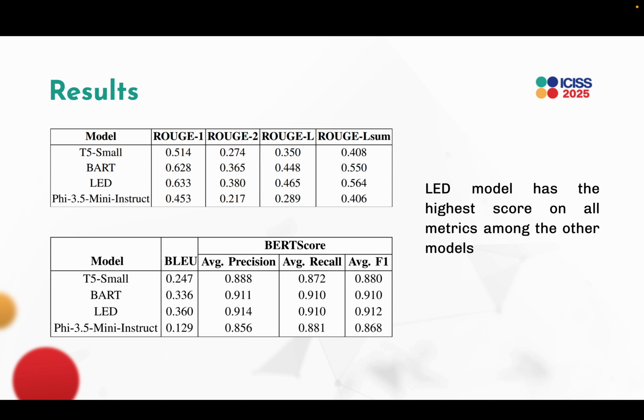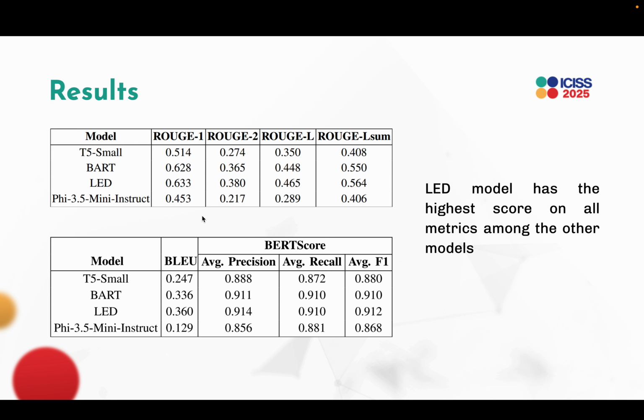So we evaluated our four models and found that when looking at the ROUGE metrics, we can see that the LED model achieved the highest score across the ROUGE-1, ROUGE-2, ROUGE-L, and ROUGE-L sum. It slightly outperformed BART and is significantly better compared to T5 small and Phi 3.5.